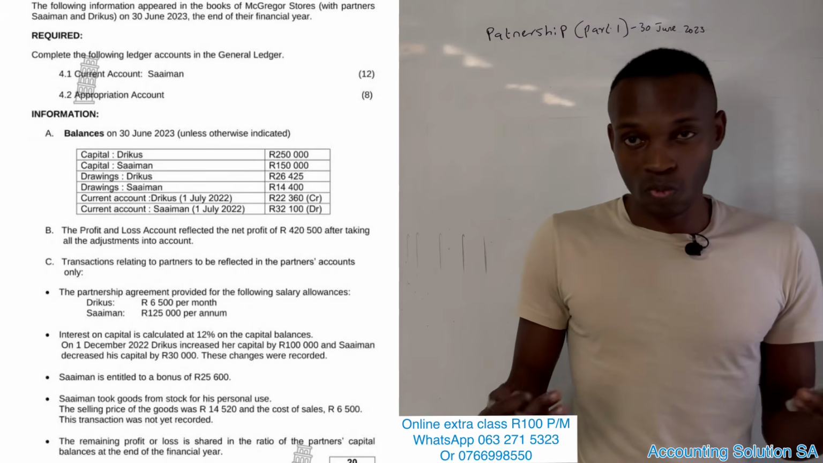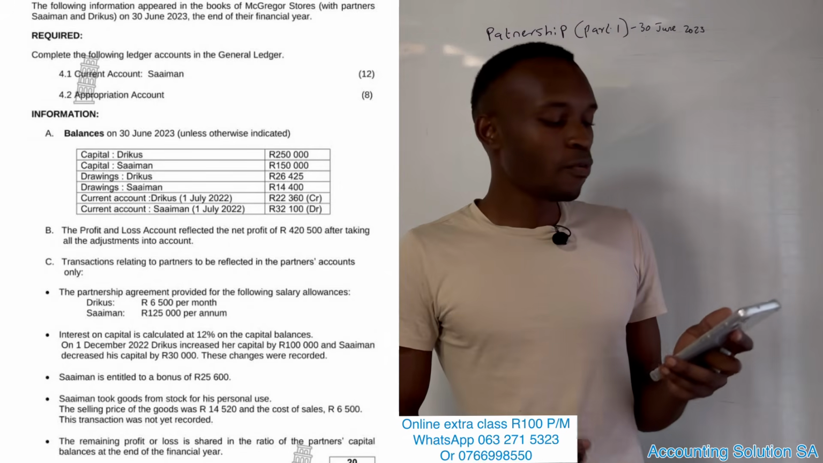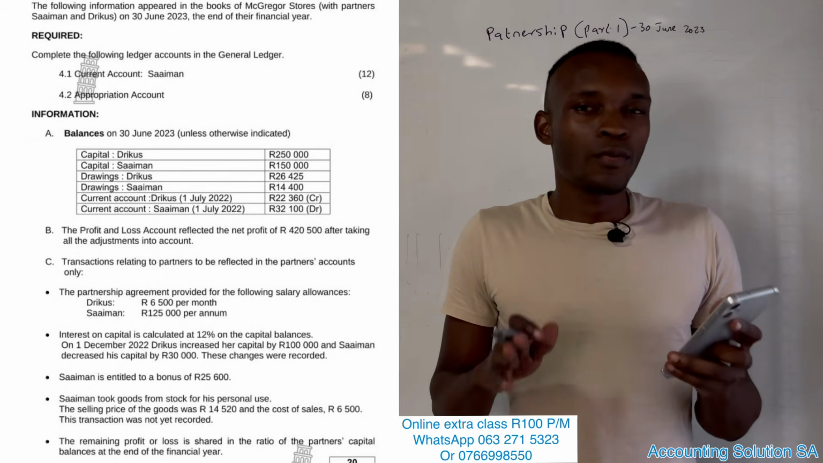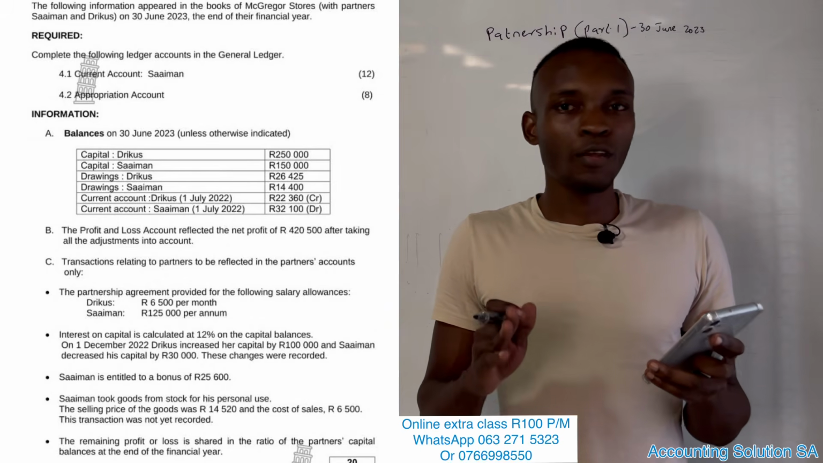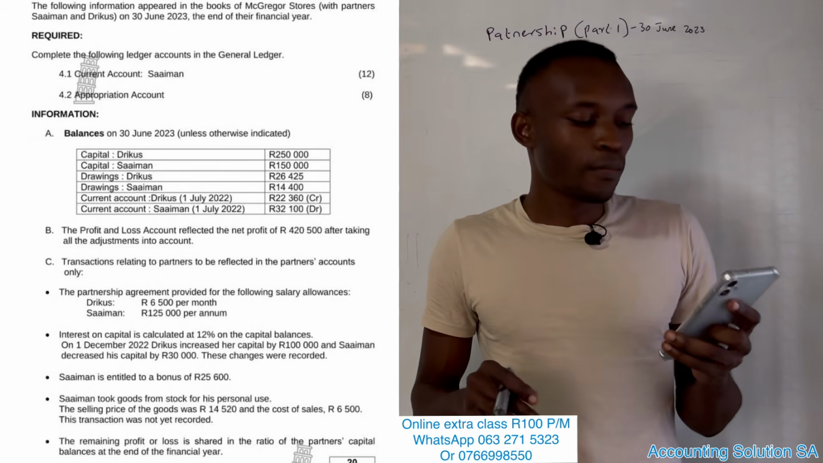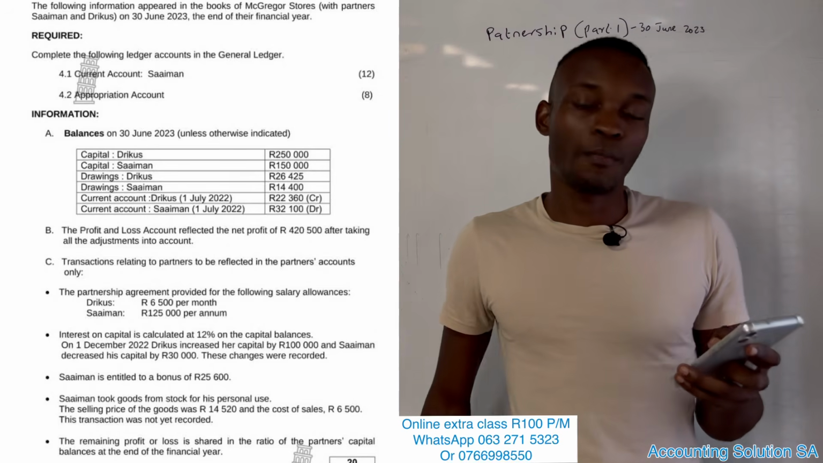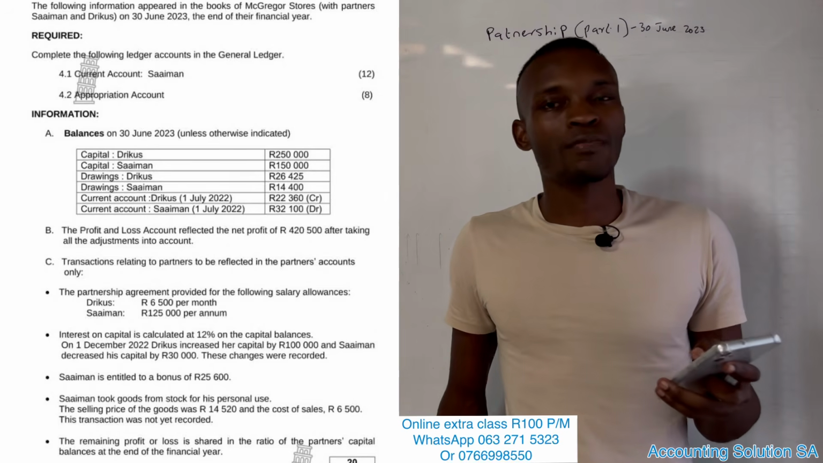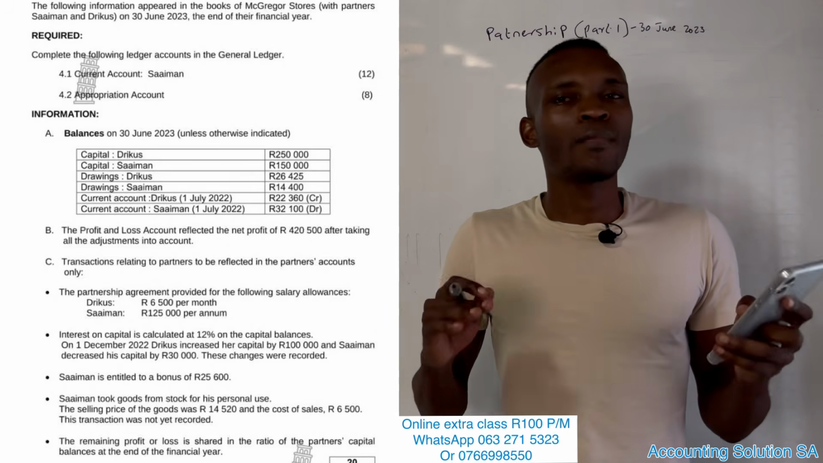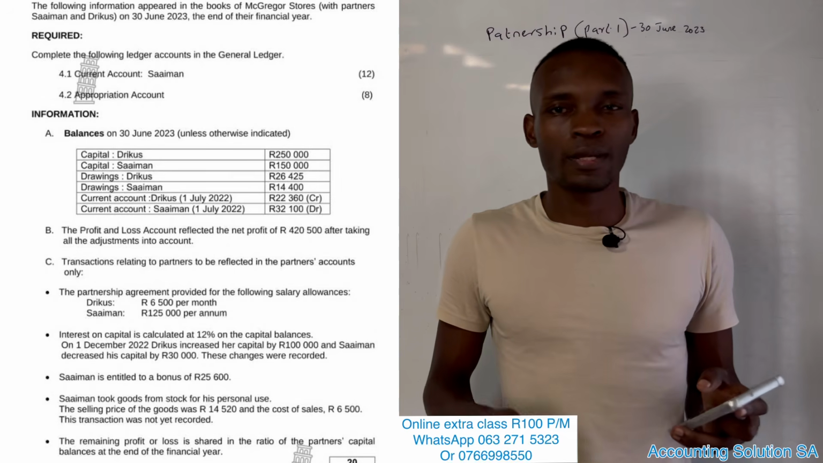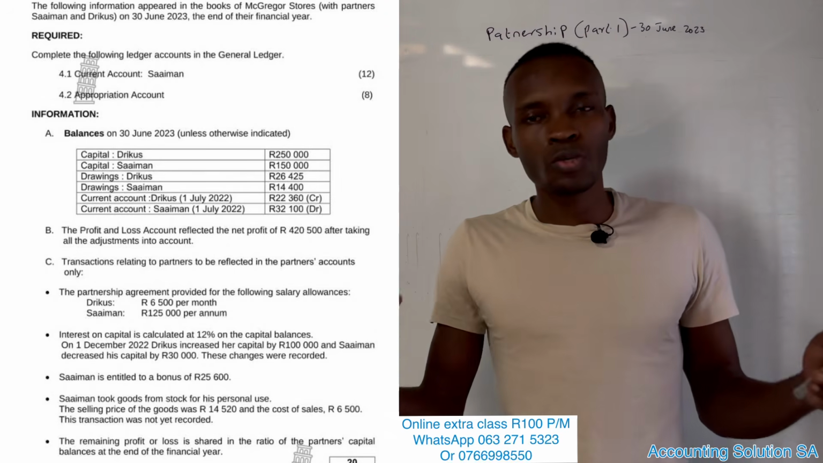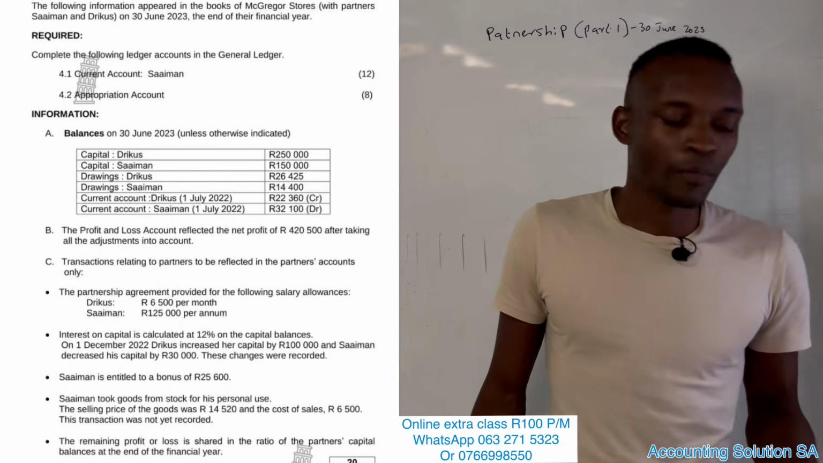We're going to do all that, but firstly, before we go to that, guys, you must know the format for these 2 accounts. The format of the current account and the format of the appropriation account. It's like the format of the income statement, guys. You must know it before you even start practicing, because how are you going to write it if you don't know the format?